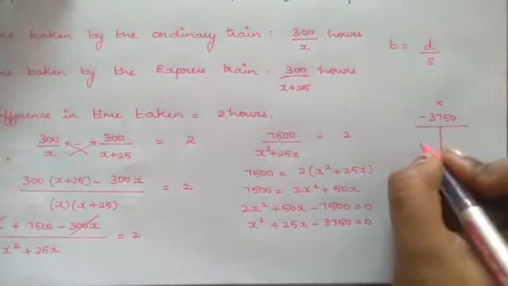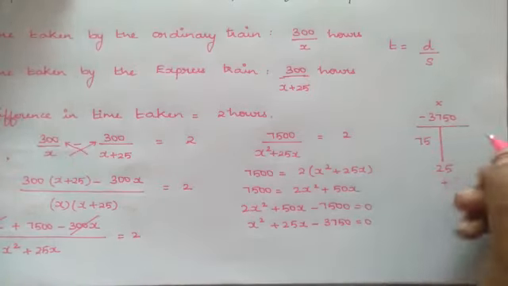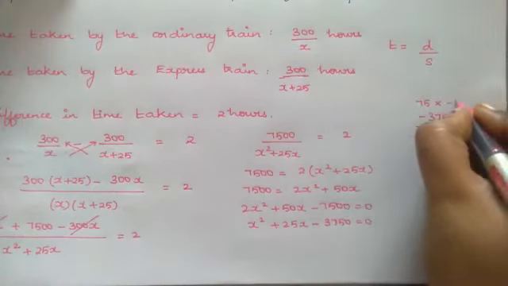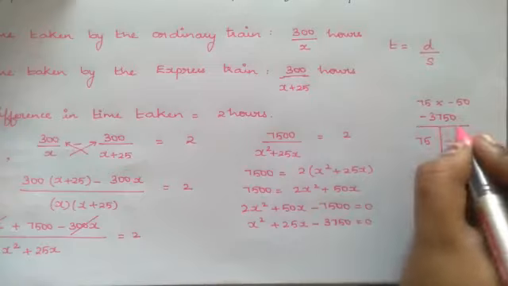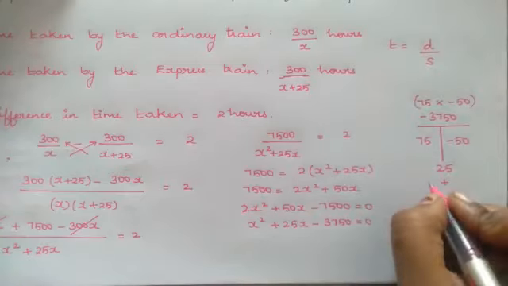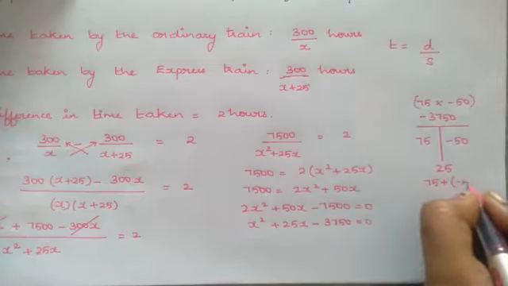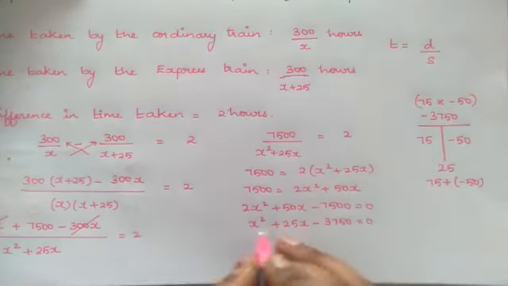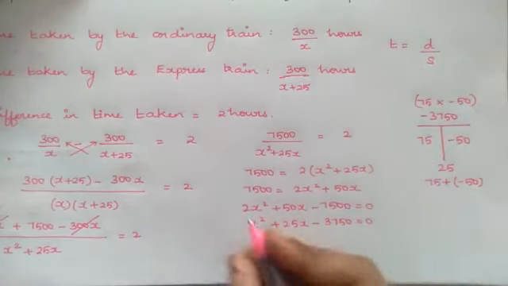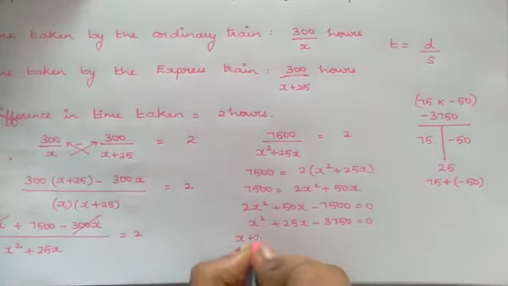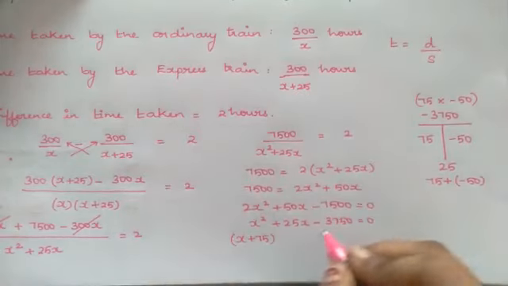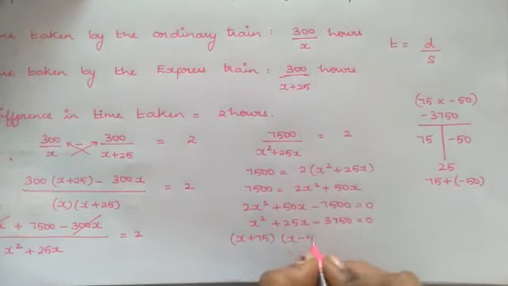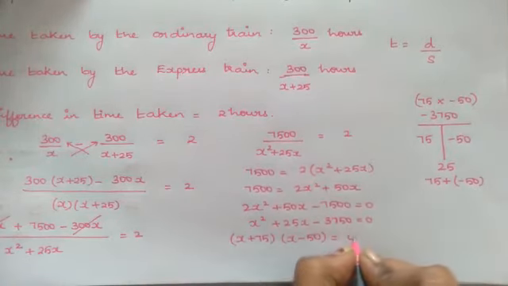So this is going to be 75 into minus 50, which is minus 3750, and 75 plus minus 50 is plus 25. Now let's write the factors. The variable is x, and one factor is 75, so this will be x plus 75. The other factor is minus 50, so this is x minus 50, which is equal to 0.